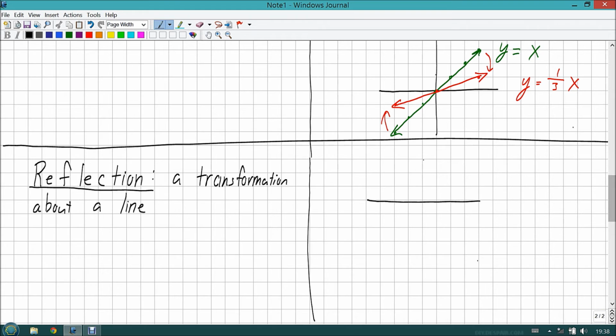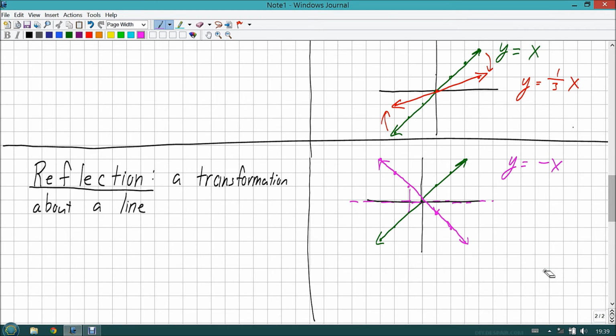So let's say that we have our parent graph, which is of course y is equal to x. And if I was to take this parent graph of y is equal to x, and I was to flip it over the horizontal axis, the x-axis, then this point would move down to here, this point would move down to here, this point would move up, and we would suddenly have a very different line. I think we know what this line is called, right? Yeah, this is the line y is equal to negative x.